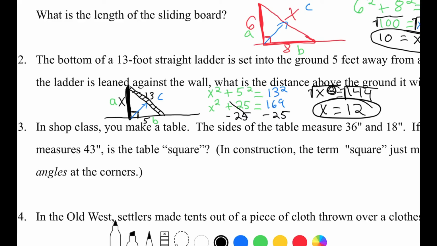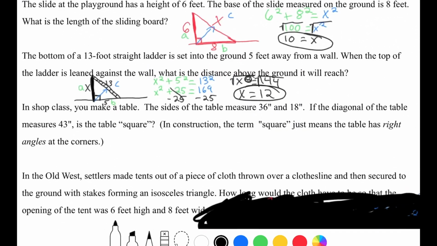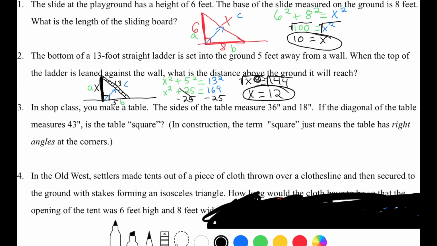Alright, number 3. Number 3 is a little bit difficult. So, you can read it. Basically, in shop class, you're going to create a table, and it's going to be a rectangle, with the dimensions of 36 inches by 18. And we're being asked about the diagonal, so that's going to be from the top corner to the bottom corner. And it doesn't matter if you went from the top left corner to the bottom right corner, as long as it's the diagonal.